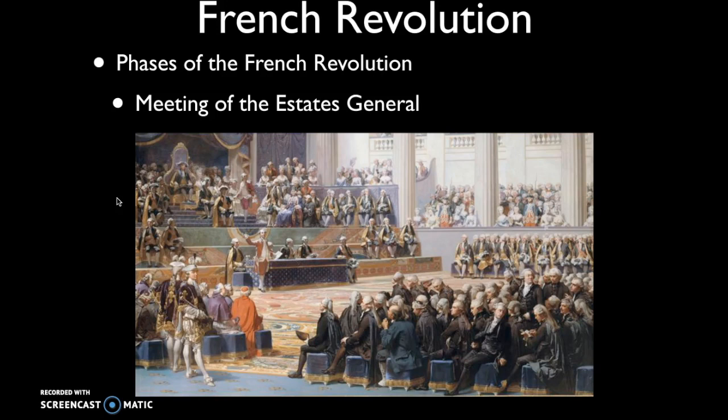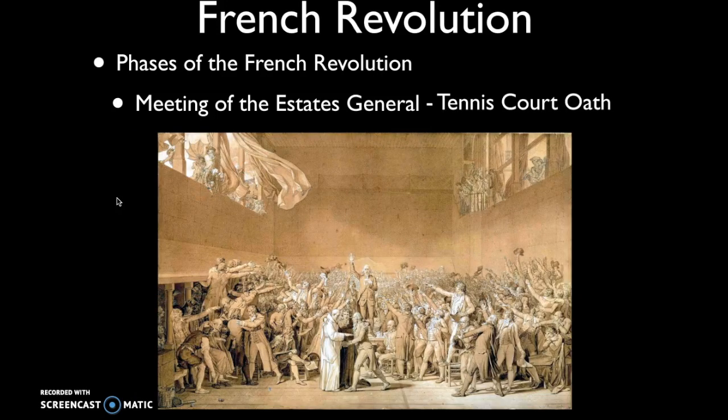At the meeting of the Estates General, the third estate gets very fed up, first of all, with having to pay all of the taxes, and also with the fact that they didn't have a lot of political clout in this meeting. The first two estates could essentially outvote the third estate because each estate had equal representation in this representative body. So what the members of the third estate did was they got together on a tennis court, maybe it was a handball court, and they declared an oath that they would continue to meet until they drew up a new constitution for France.